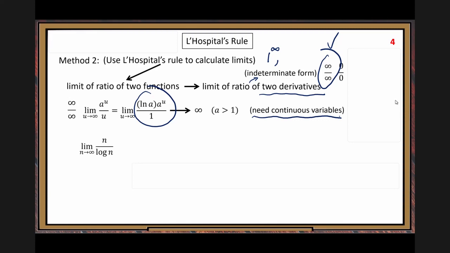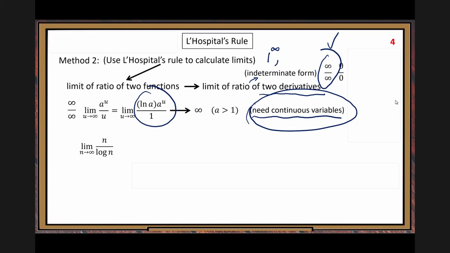Here, let me show you. Let me apply L'Hopital's rule another time to show you what I'm talking about, the continuous variable. Look at this limit. That's our original limit we want to take, right? Before we do the substitution, we want to take this limit.